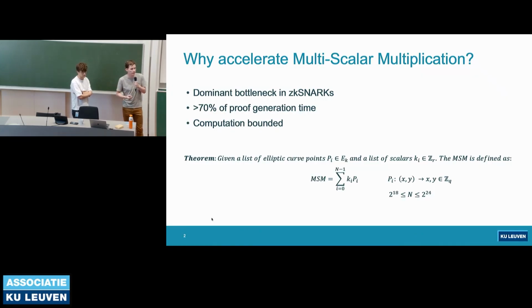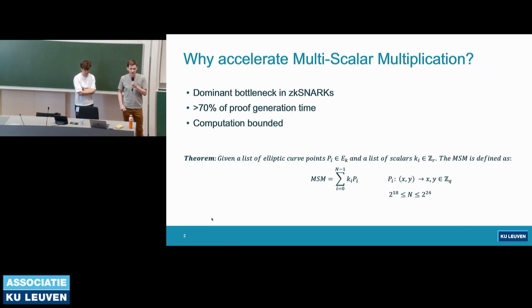So first, why are we accelerating this building block? Well, this is because the multi-scalar multiplication is typically the bottleneck in ZK-SNARKs. ZK-SNARKs are a type of zero-knowledge proof, and the MSM in this proof generation takes over 70% of the time. So if we can accelerate the MSM, we can accelerate zero-knowledge proofs.